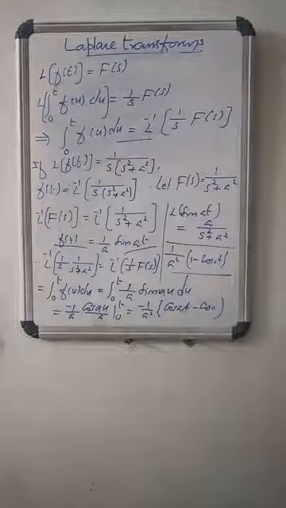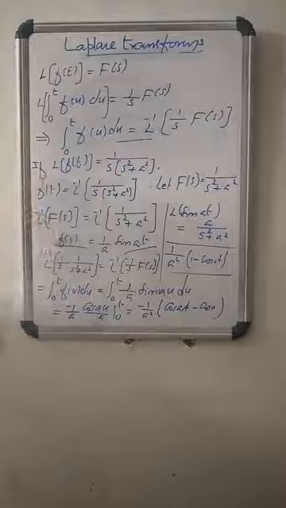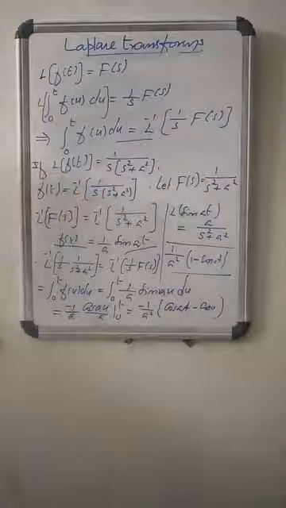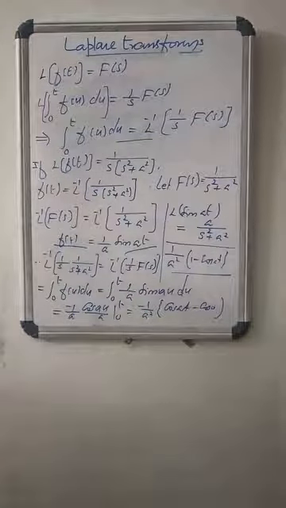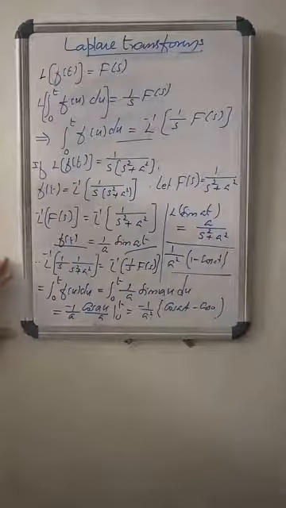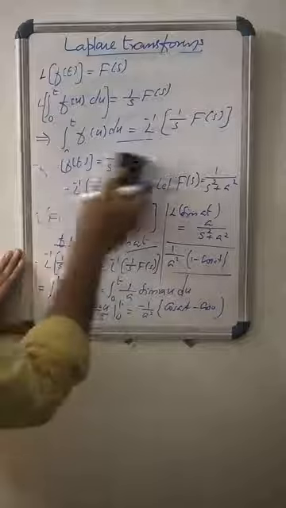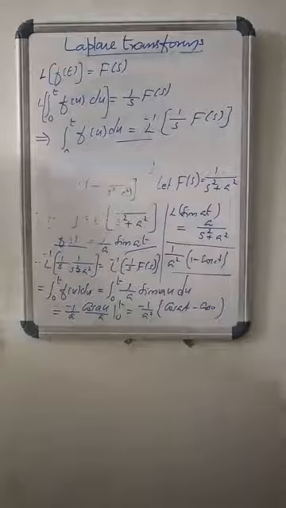So if L{f(t)} is 1/(s(s² + a²)), then L inverse of 1/(s(s² + a²)) is nothing but f(t), that is 1/a² times (1 minus cos at). Clear? So this result is important.